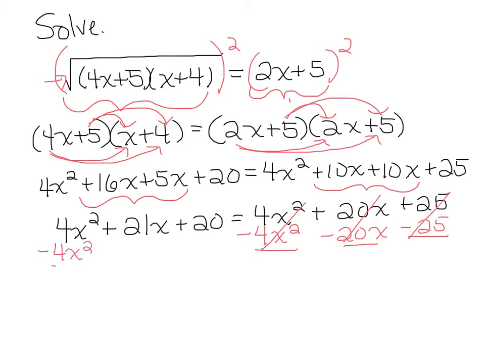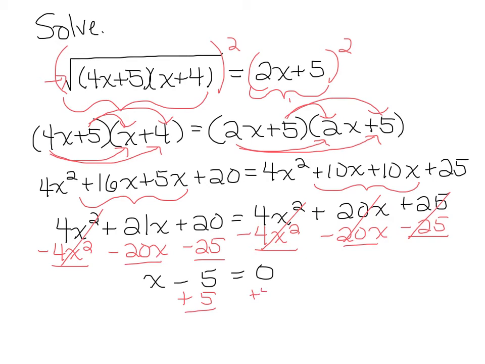Whatever you do to one side, you must also do to the other side. Notice here that 4x squared will cancel out completely. This leaves me with x minus 5 equals 0. Now we can see that all we need to do is to add 5 to both sides to get our solution.